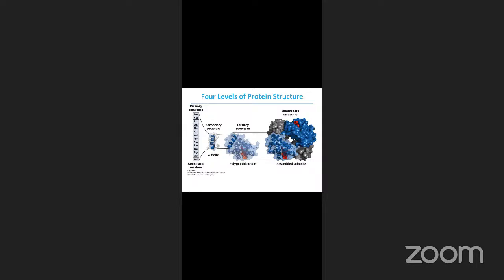Once they are called secondary structures. So once the secondary structures are formed, different secondary structures together can form tertiary structure. And these tertiary structures are the actual protein structure. They are called polypeptide chains. And these multiple polypeptides can form a quaternary structure.